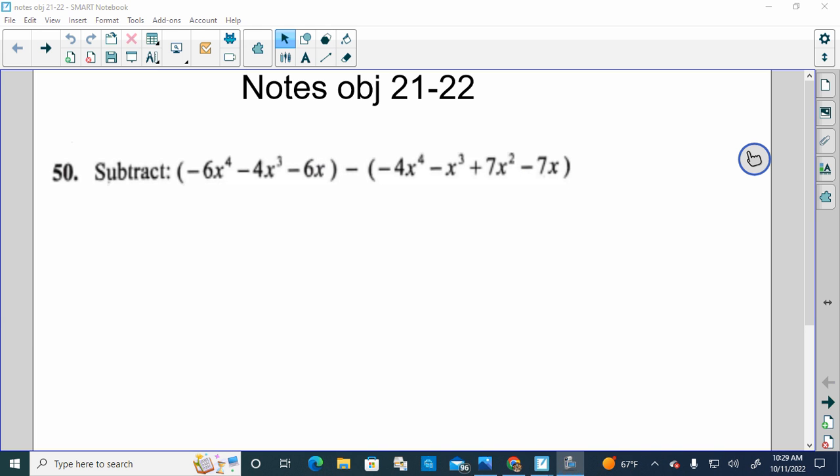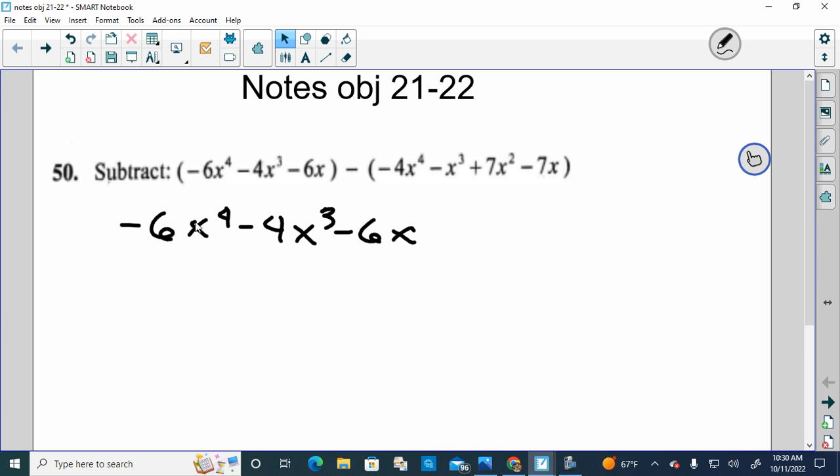Okay, so really the only purpose of the parentheses in this problem is because of that negative in front of the second parentheses. Technically, the first parentheses doesn't even need to be there because there's not anything that needs to be done inside it, and not anything outside of it that's going to change it. So we are dropping that first parentheses and we're just going to write what's there, because there are no like terms in there for us to combine. So we're going to put a negative 6x to the 4th minus 4x to the 3rd minus 6x. Okay, so the first parentheses is done.